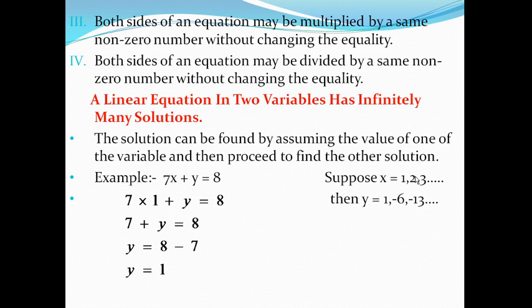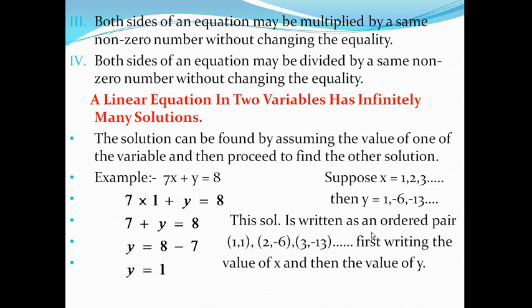And when we substitute x is equal to 2, then we will get the value of y is equal to minus 6. And if we substitute x is equal to 3, then we will get minus 13 and so on. That means you can substitute infinitely many values of x, and as a result we will get some value for y. That's why we can say that a linear equation in two variables has infinitely many solutions.